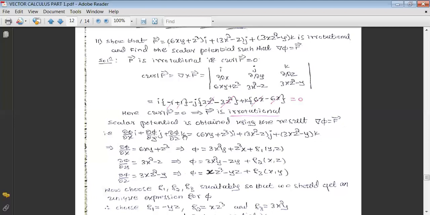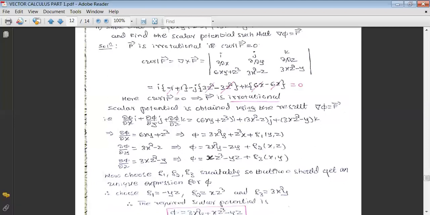Similarly, the coefficient of k on LHS is dou pi by dou z. Then RHS is 3xz square minus y. If we integrate with respect to z, now pi equal to, with respect to z, z cube by 3 will get cancelled, it is xz cube minus yz plus a constant. In this case, it is integrated with respect to z, because while finding this we have treated x and y as constant, that's why whatever the constant of integration is there, we are going to take it as a function of x and y.